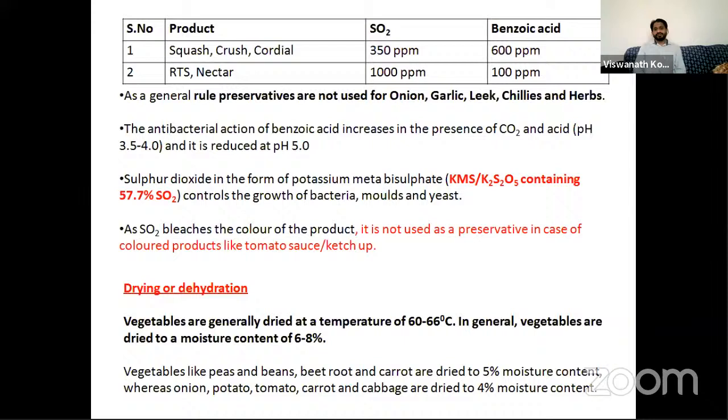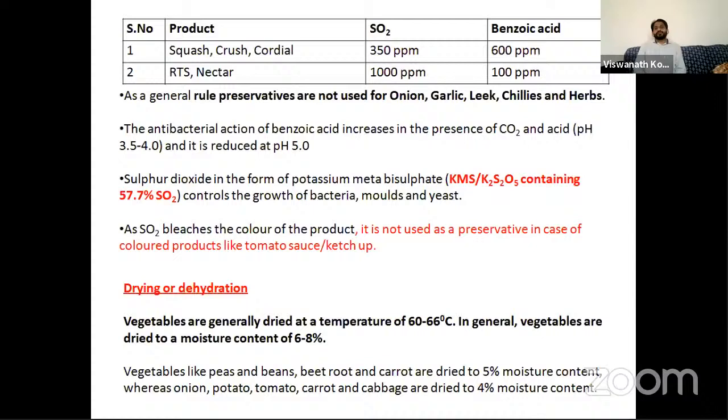The antibacterial action of benzoic acid increases in the presence of CO2, and sulfur dioxide is generally available in KMS. Sulfur dioxide, KMS, we do not use for colored products like tomato sauce and ketchup. We do not use KMS as a preservative because it bleaches the color of the sauce or ketchup. So we do not use KMS for colored products.